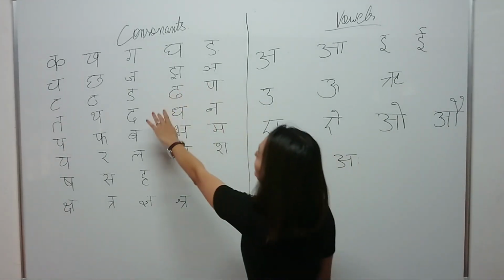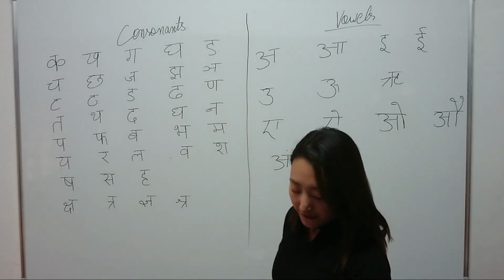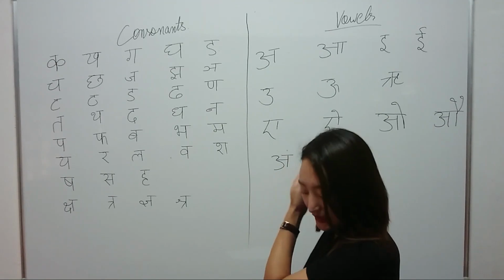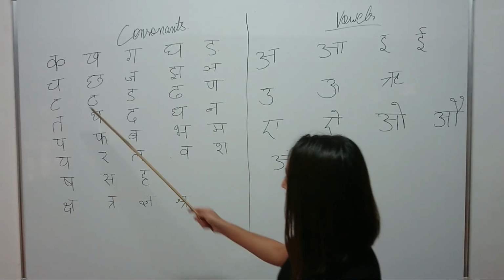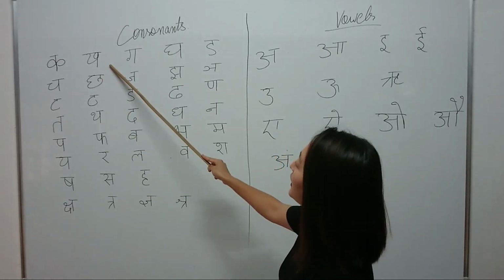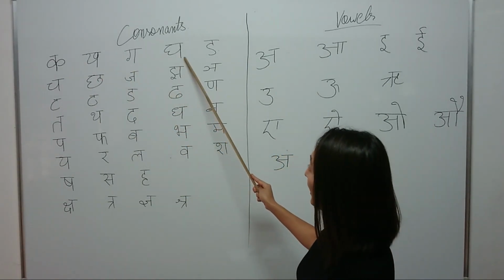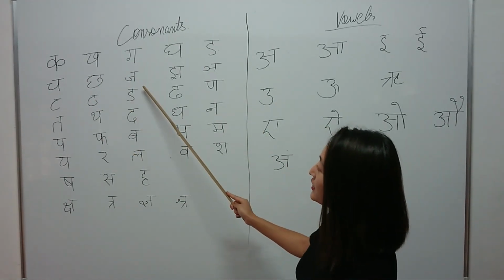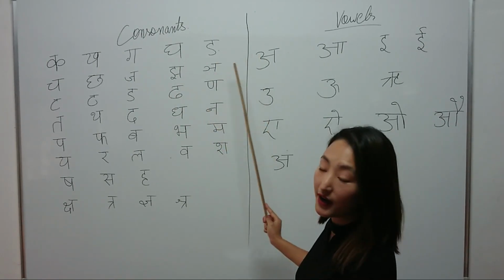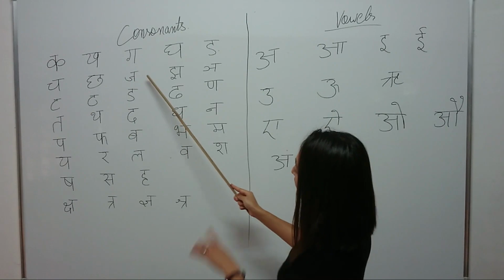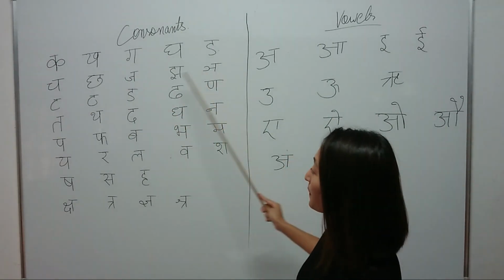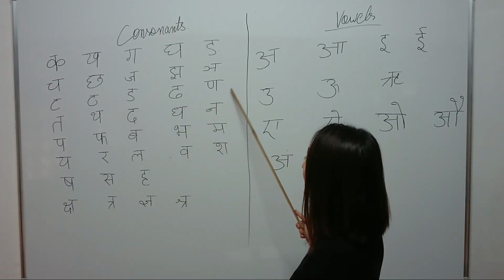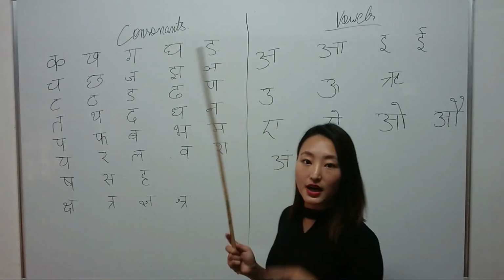Now we will go to our Hindi consonants. First I'll read out this one and we will learn some words with these letters, okay? Now the first one is: ka, kha, ga, gha, nya, cha, chha, ja, jha, nya, ta, tha, da, dha, na. Now to read this third letter, you have to twist your tongue, okay?